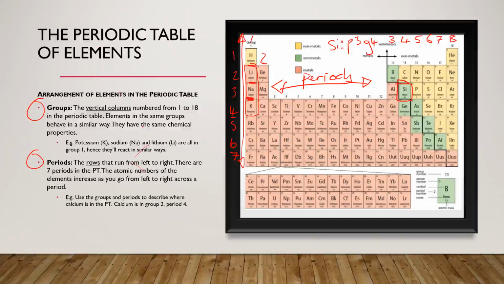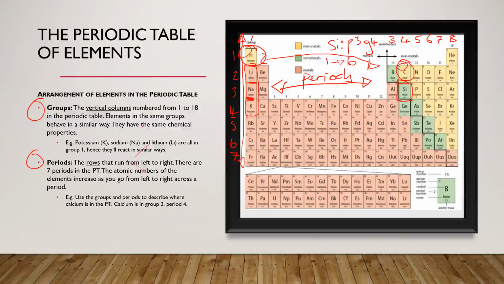So the atomic numbers of the elements increase as you go from left to right across the period. And if you look at, for example, hydrogen way at the top left, its atomic number is 1. And then if you look at carbon, carbon's atomic number is 6. So that proves that the theory is correct. Hydrogen is 1, and going to carbon, it increases from 1 to 6. Okay, and that's really simple.